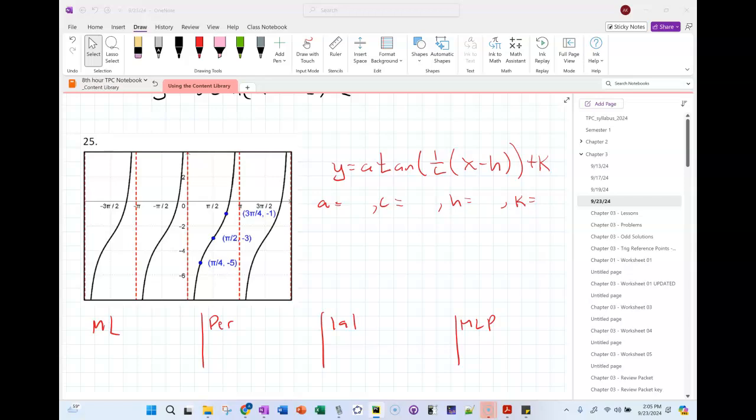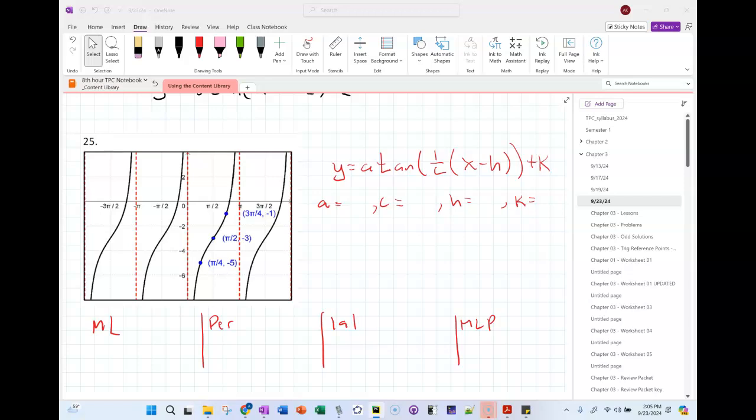So the amplitude is... It is not 1. Is it negative? Amplitudes, well, there is no such thing as an amplitude for a tangent graph. So you're talking about the absolute value of A, I suspect. No, I'm just talking about A. Yeah, we have to do the absolute value.